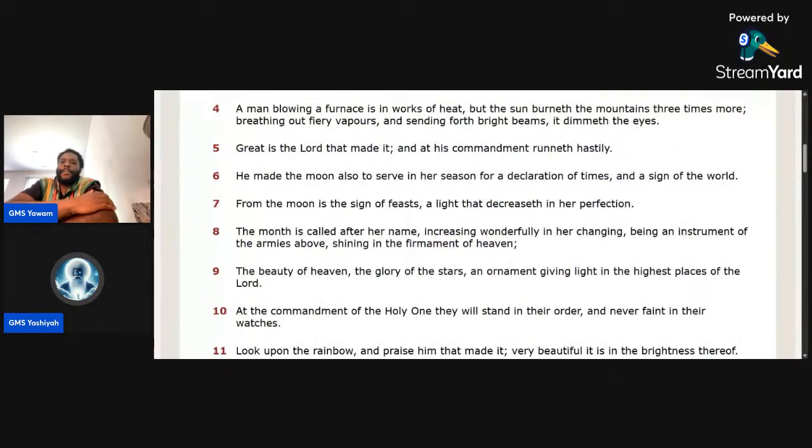Going back to Sirach 43 and verse 8, it says, the month is called after her name, increasing wonderfully in her changing, being an instrument of the armies above, shining in the firmament of heaven. So it says the month is called after her name, because in a lot of different languages the month is called after the name of the moon. In English, I believe month goes back to German or Dutch, and it pretty much sounds the same. Month comes from moon. Same thing in Hebrew is chadash, for the new moon, and it's also synonymous with the month, because the month comes in with the new moon.